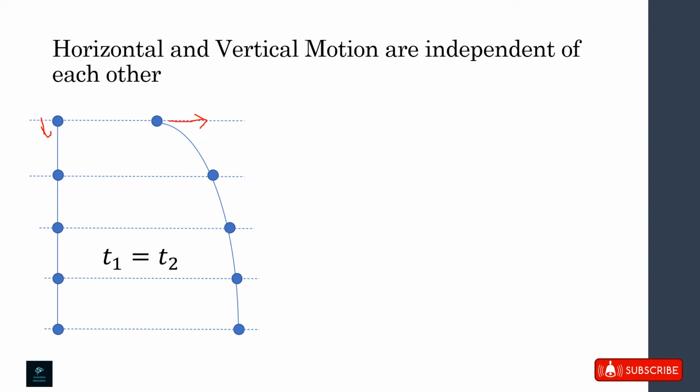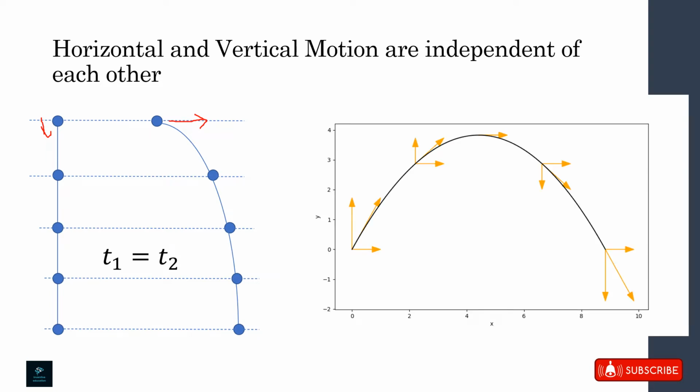Thus, if t1 is the time taken to reach the ground by the first ball and t2 is the time taken by the second ball to reach the ground, then we will find that t1 is equal to t2. Now, in the context of projectile motion, what this means is that we can take components of the initial velocity in a projectile motion and analyze them separately.